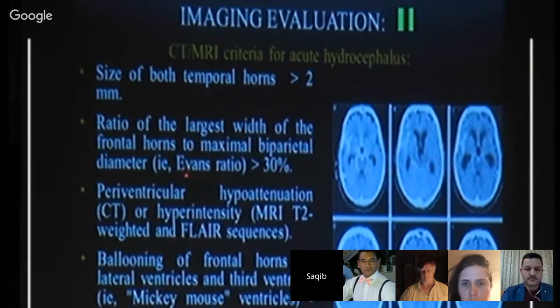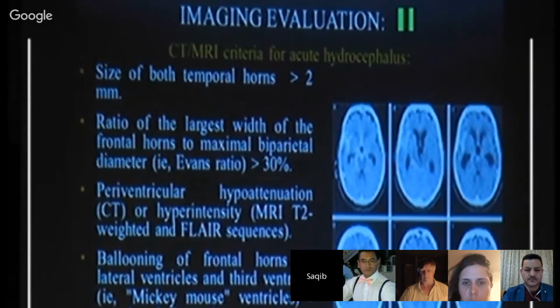This is the Evans ratio, which means the maximum diameter of the frontal horns against the maximum diameter of the bifrontal diameter. If you check this ratio, usually at the level of the foramen of Monro, if it's more than 30%, it means that the patient has got acute hydrocephalus.